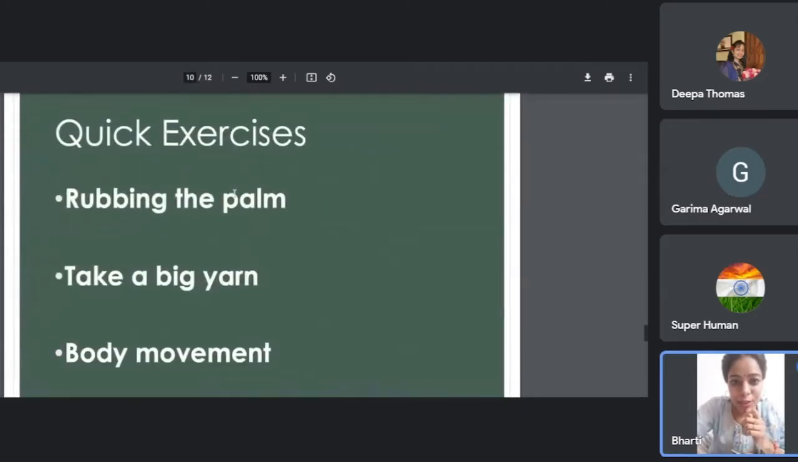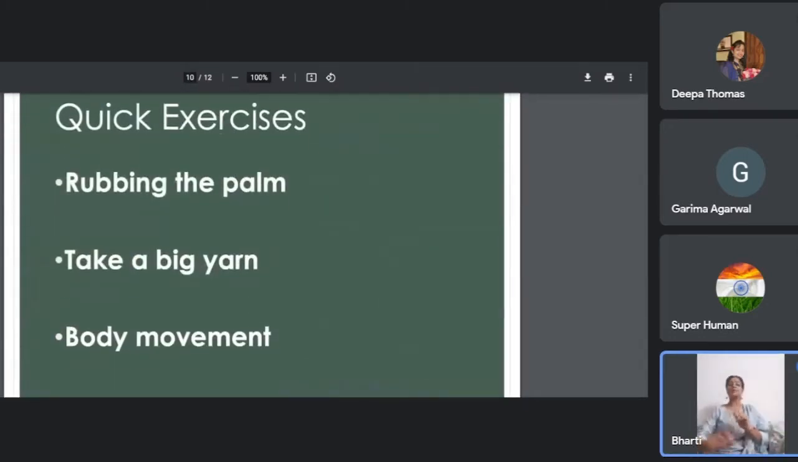Next slide. It's not always possible to be with the colors, pen and paper when we feel anxiety. Overcoming anxiety is a very long process and you have to do it rigorously. But these are very quick exercises which actually calm our anxiety when we feel it. So first is rubbing the palms.